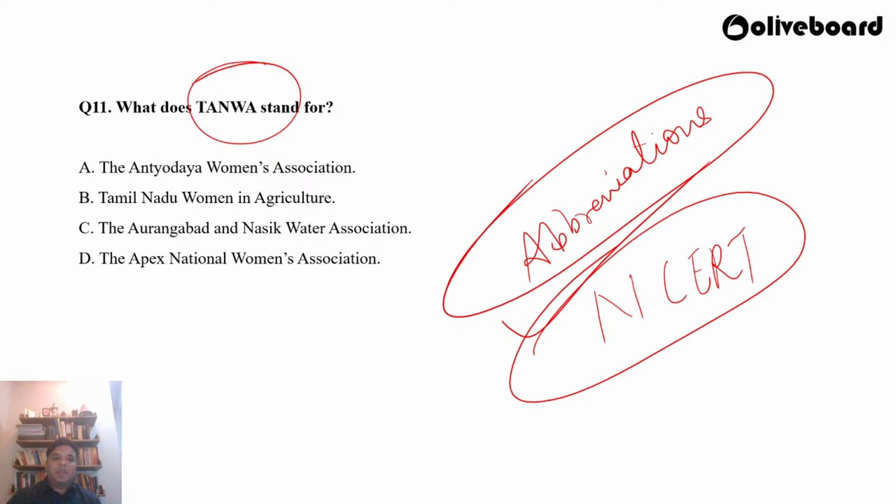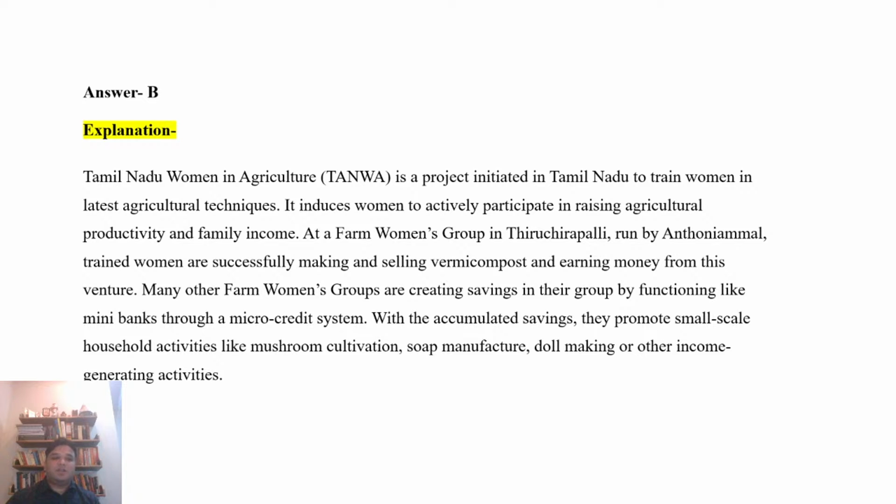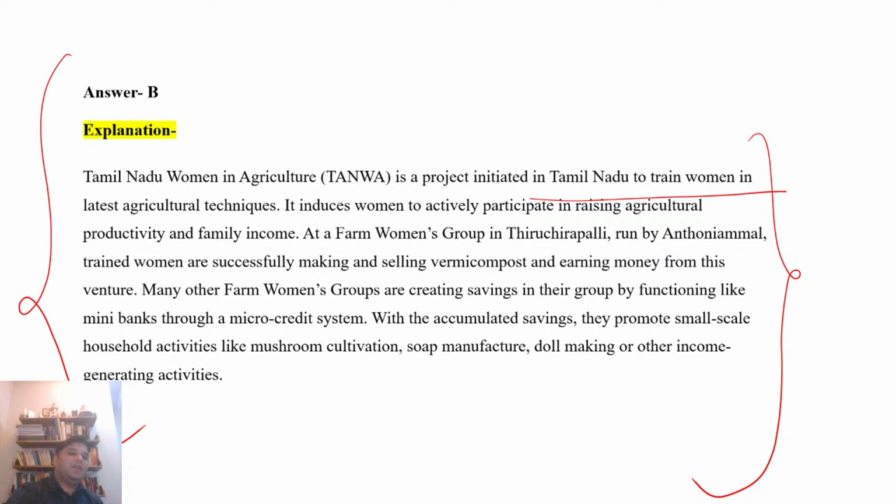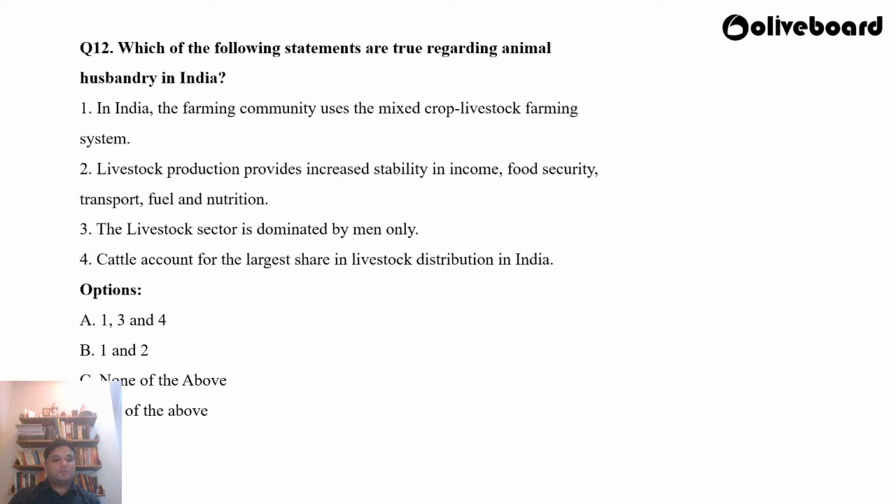The correct answer is B, Tamil Nadu Women in Agriculture. Tamil Nadu Women in Agriculture is a project initiated in Tamil Nadu to train women in the latest agricultural techniques. Okay. And all the other relevant and factual information is given here. So what you can do is you can definitely pause the lecture. Once the lecture is over, you can come back to the lecture and you can take out a few notes if you feel like. Moving on.